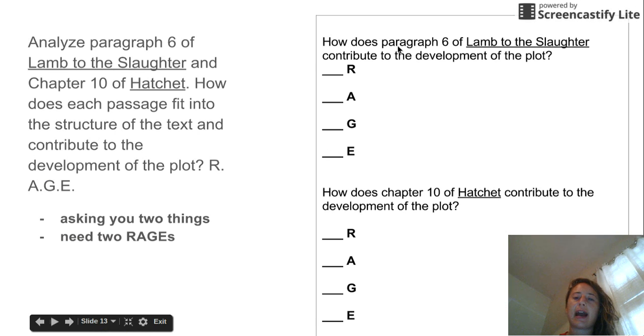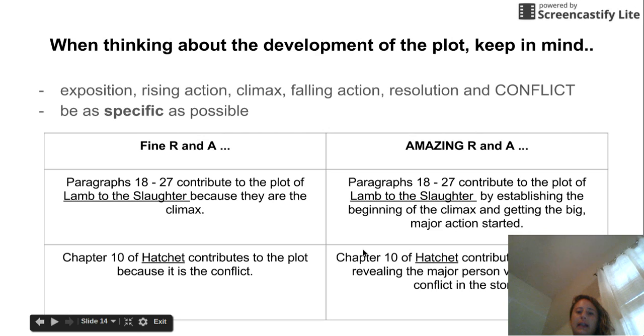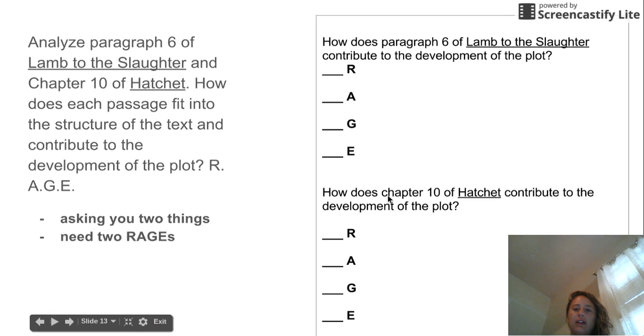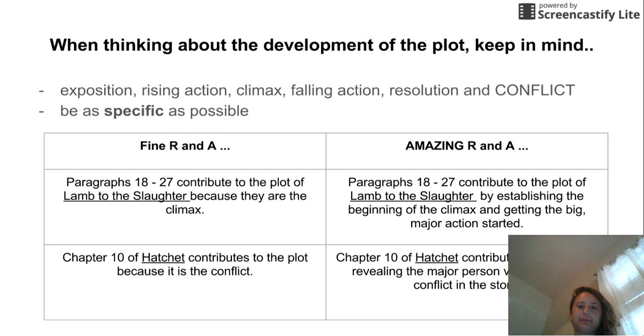One, you would say, how does paragraph 6 of Lamb to the Slaughter contribute to the development of the plot? And then RAGE that out. And then a second paragraph that does the same thing for chapter 10 of Hatchet, contribute to the development of the plot. RAGE. Awesome. Let's keep going.